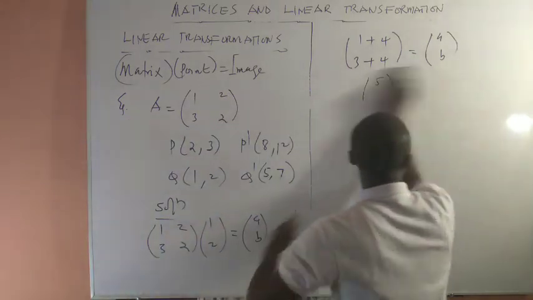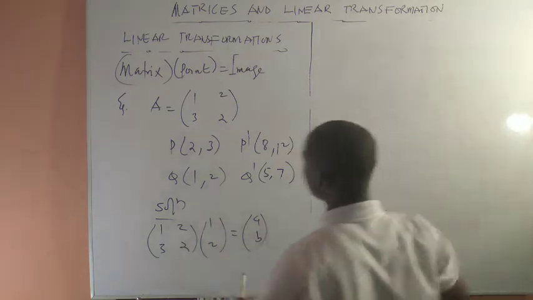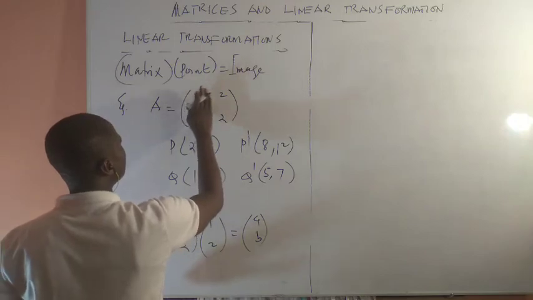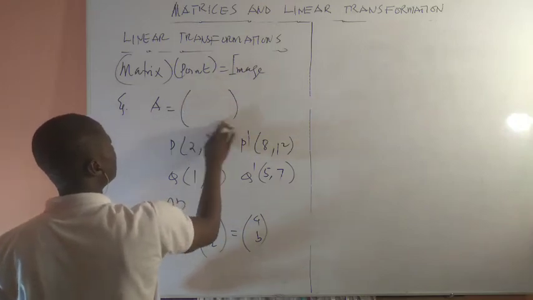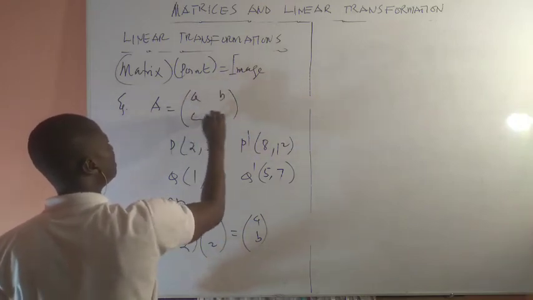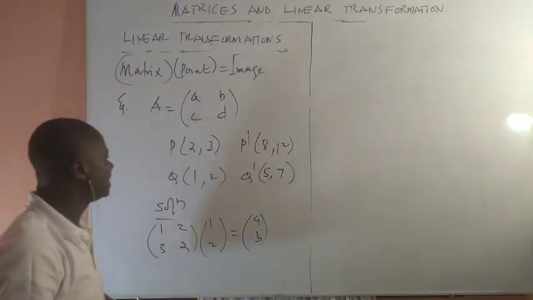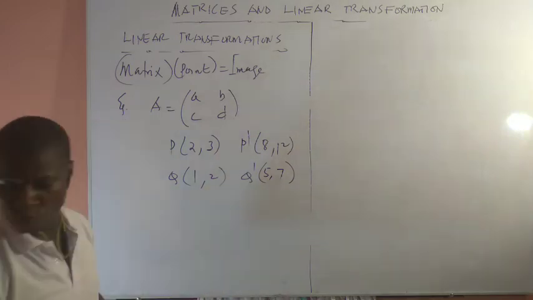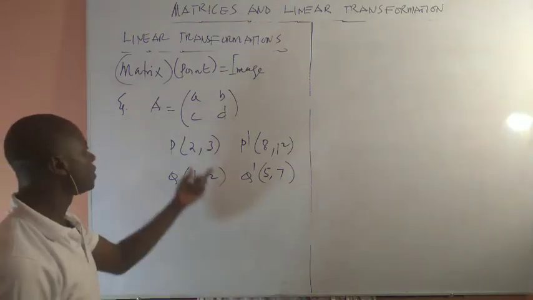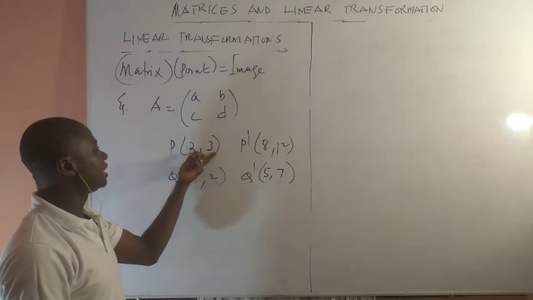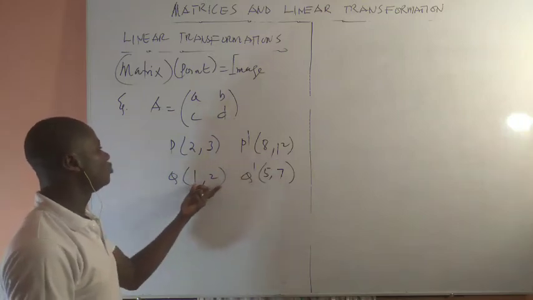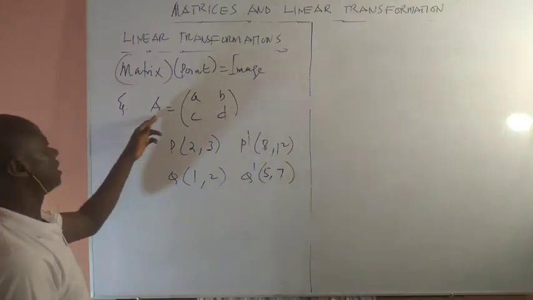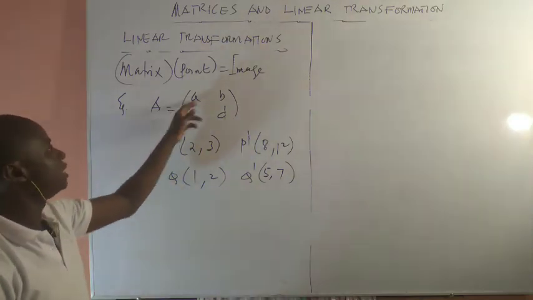Okay, so now let's assume that we are not given the matrix A, and the matrix A is rather A, B, C, D. So how do we get the matrix when we are given 2 points with their respective images? The image of 2, 3 is 8, 12, and the image of 1, 2 is 5, 7. So how do we get the matrix? Let's assume that the matrix is A, B, C, D.